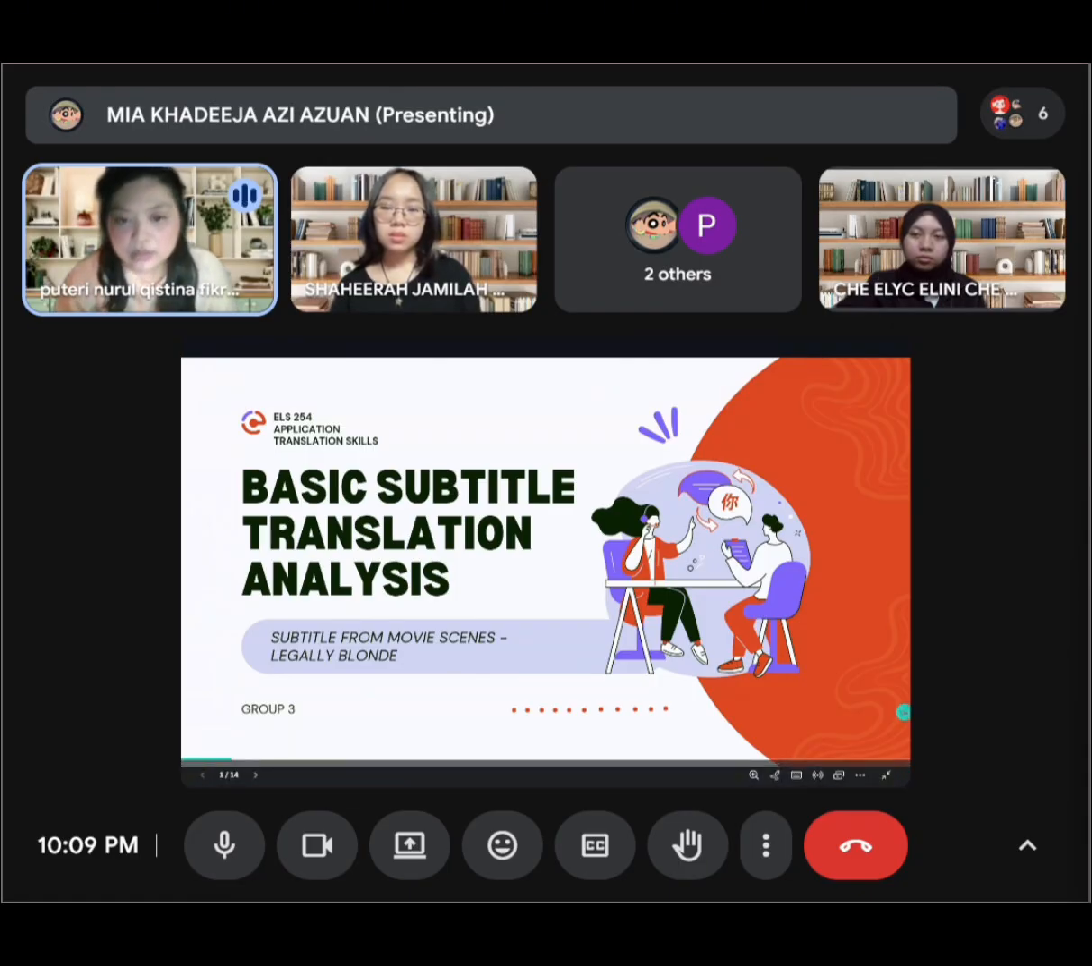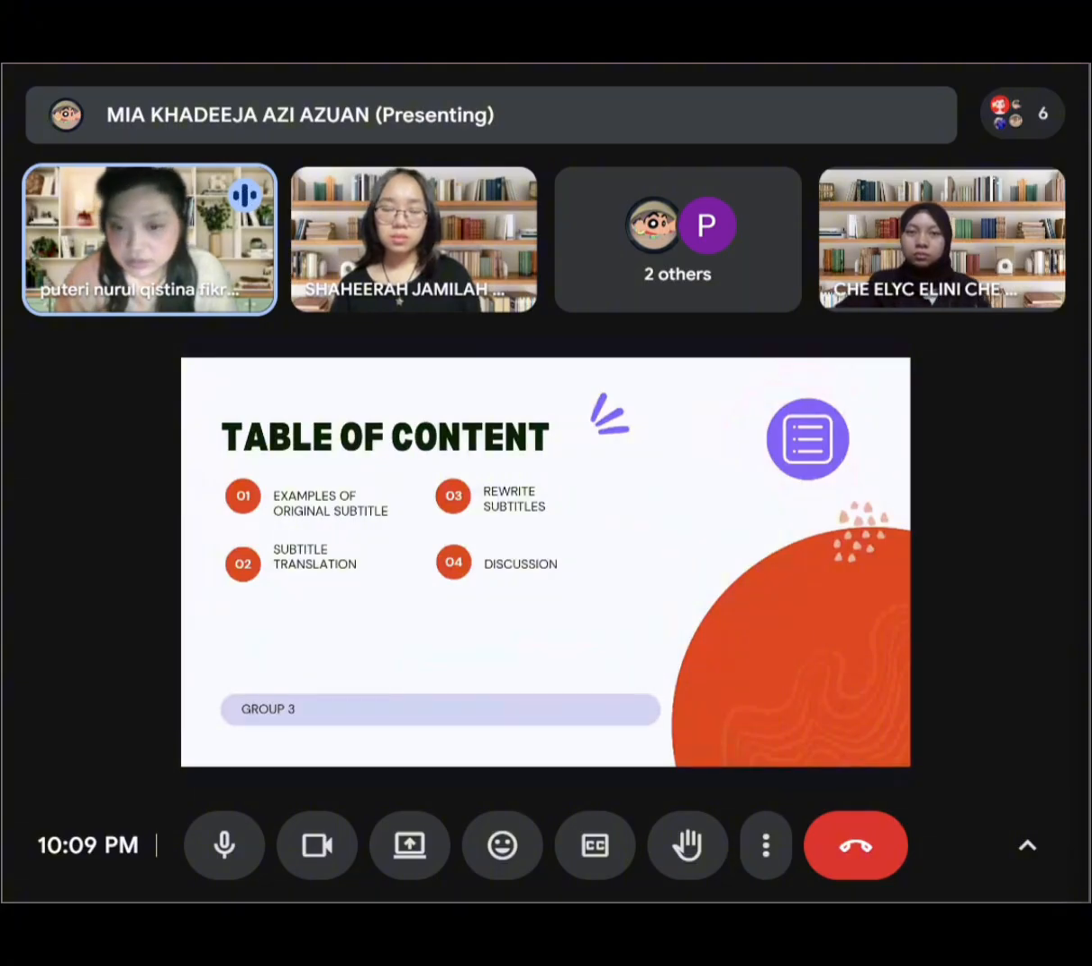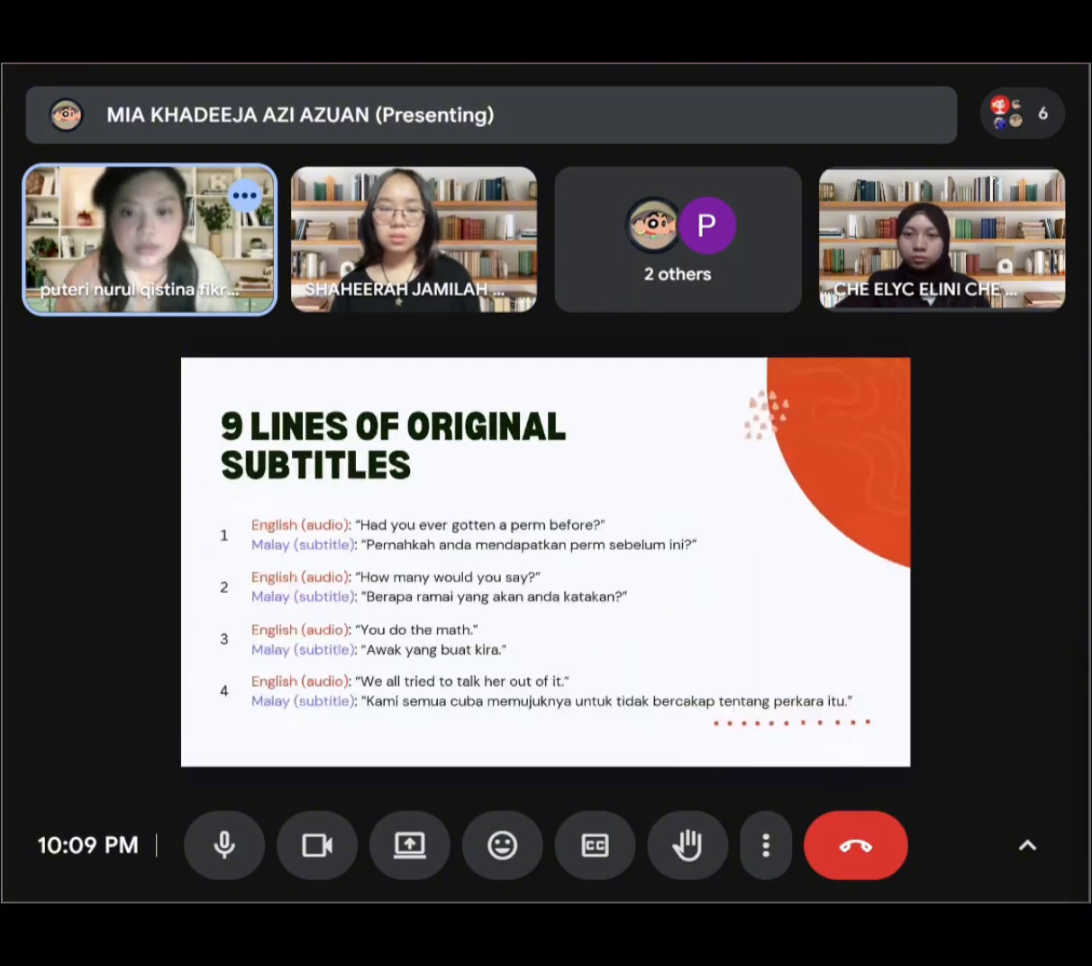So next, these are the 9 examples of the original subtitles taken from the scene itself. The first line of the original audio from the YouTube short is, "Had you ever gotten a perm before?" It was automatically translated by the YouTube application itself, which is, "Pernahkah anda mendapatkan perm sebelum ini?"